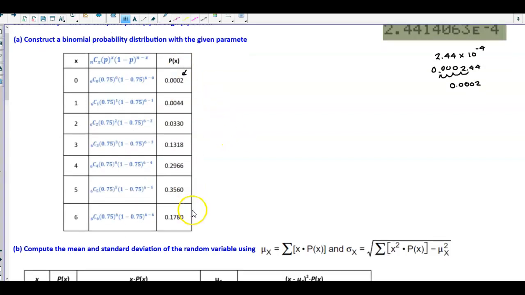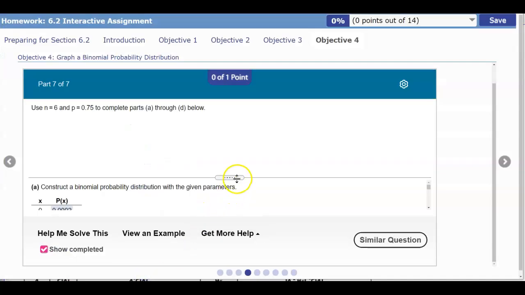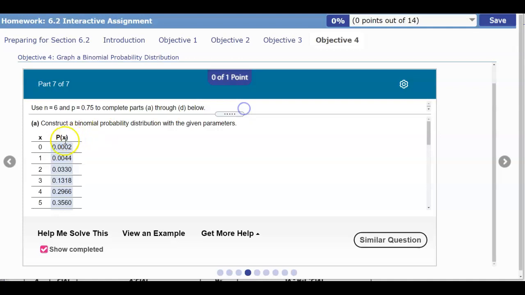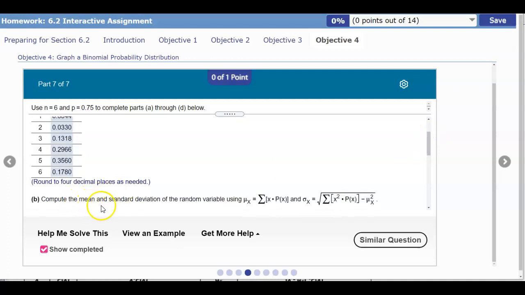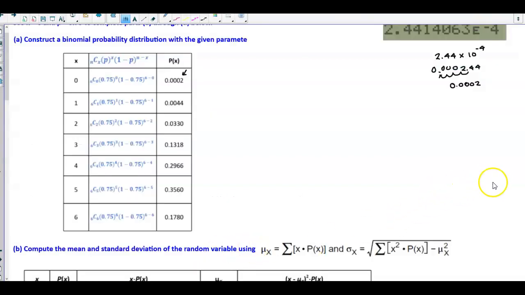Now the next thing they want us to do, and let's make sure that our results are correct here. There are our numbers. We put the probability in, and therefore there are all our probabilities. The next question says to compute the mean and standard deviation of the random variable using these two formulas and what we've done in the past. So we're going to use each number and each probability to determine that.